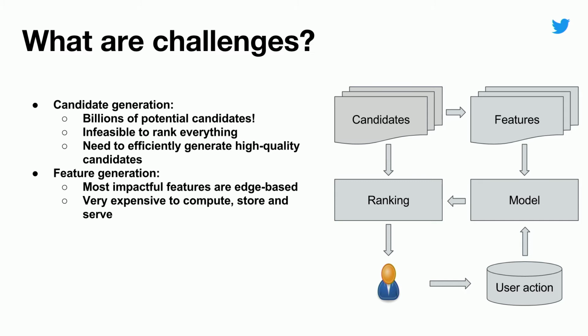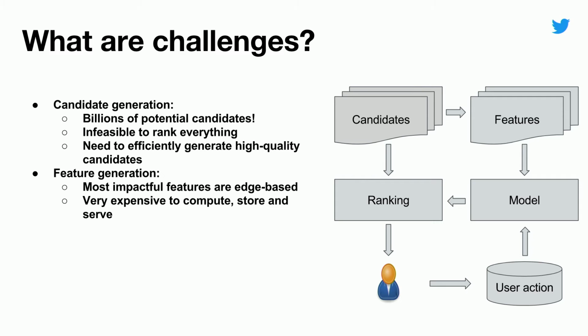What that means is you can pretty much think of it as a giant matrix where you have the set of users on one axis and the set of all the candidates being generated on another axis, and you want to put in a score, you want to fill this matrix up. Obviously, that's infeasible. So you can't really rank everything. This is why you need to generate high quality candidates to start with.